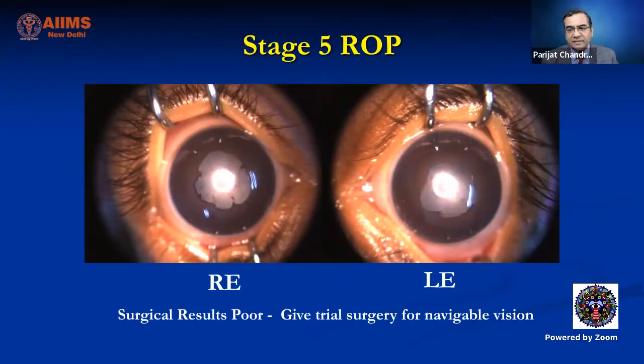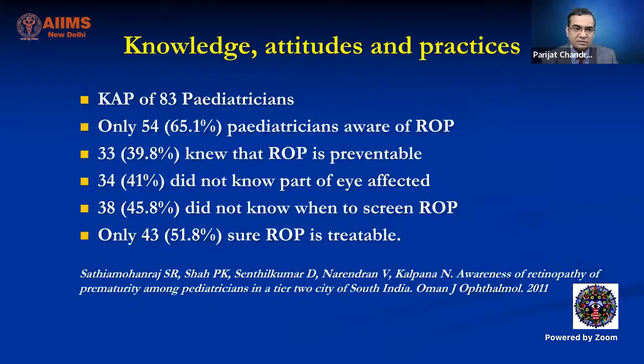Stage 5 ROP is a very sad situation. Unfortunately, we get a lot of stage 5 ROP in India and a lot of the developing world as well. The surgical results are poor, but we still like to give a trial of surgery for these eyes, just in the hope of getting some navigational vision. And this is again a very sorry state of affairs.